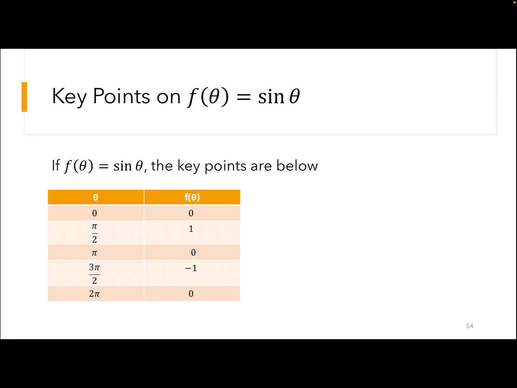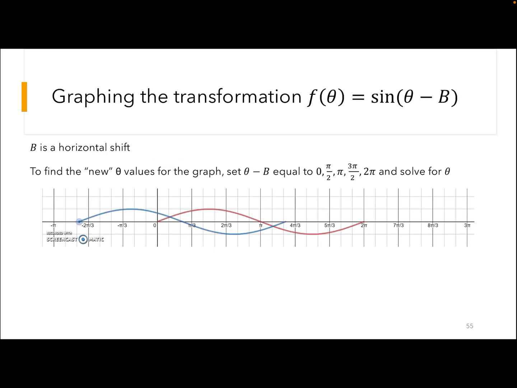And the sine values are respectively 0, 1, 0, -1, and 0. We just need those 5 points to draw any sine graph, or their equivalents after we apply a transformation.